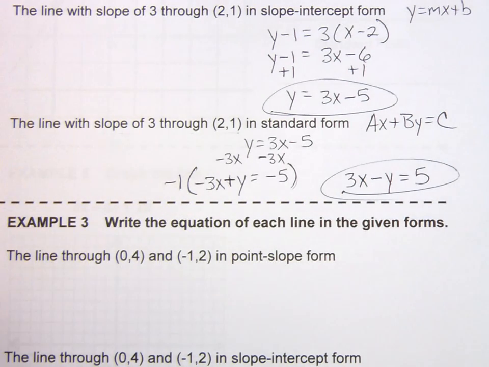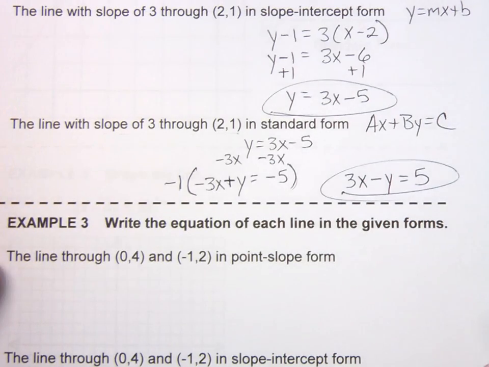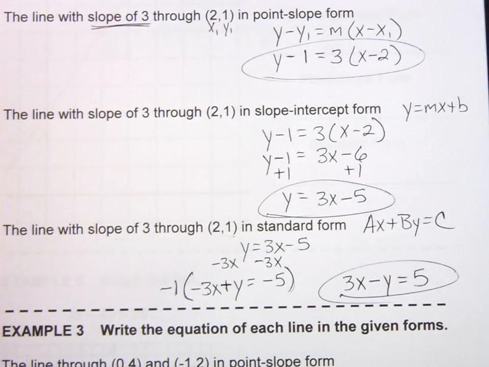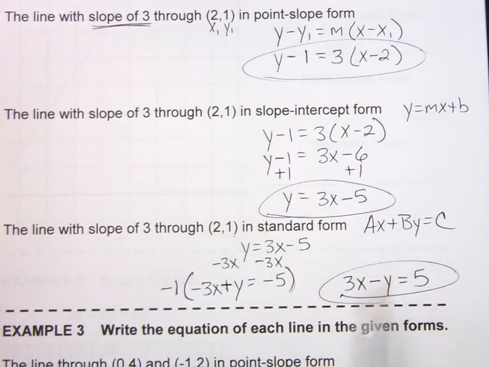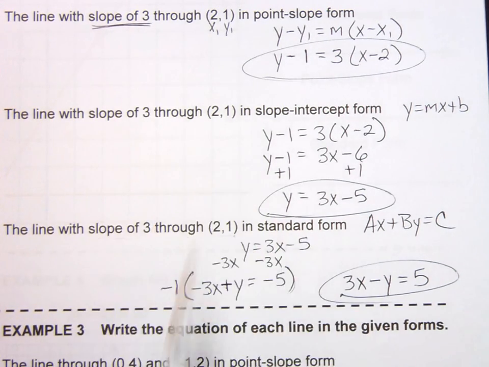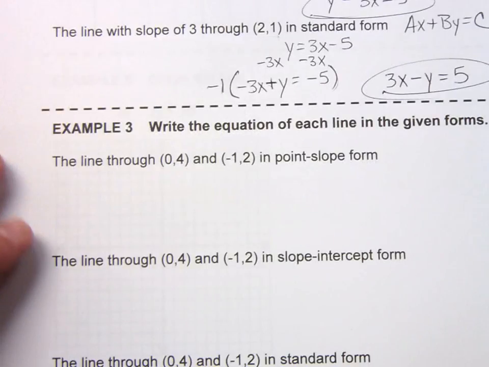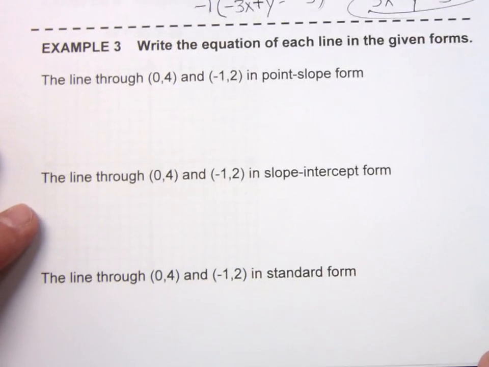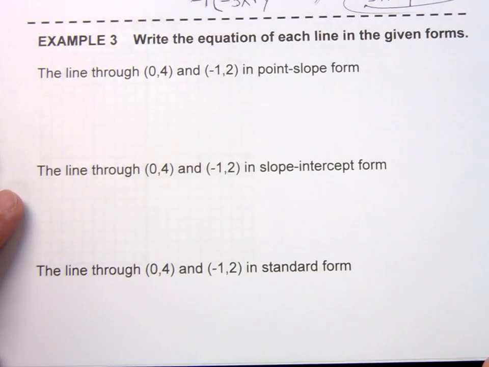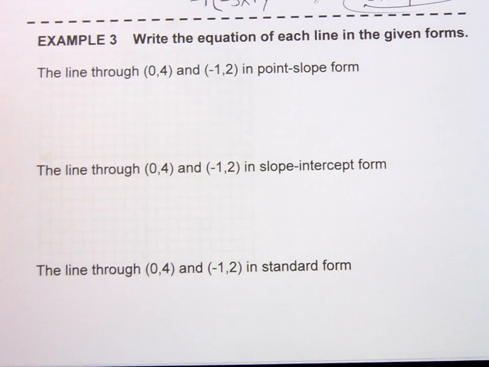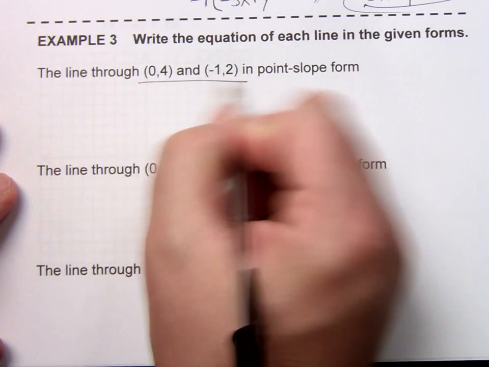Alright, so we just did all those equations. Well, it's actually the same equation in 3 different forms. These are all the same equation in point-slope form, slope-intercept form, and standard form. And we did those when we were given the slope and a point. We're going to do the same basic process, but this time we're given slightly different information. We're going to write the equation in the different forms when given 2 points that it goes through.